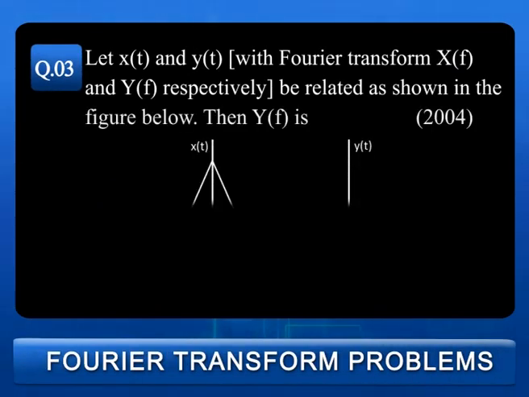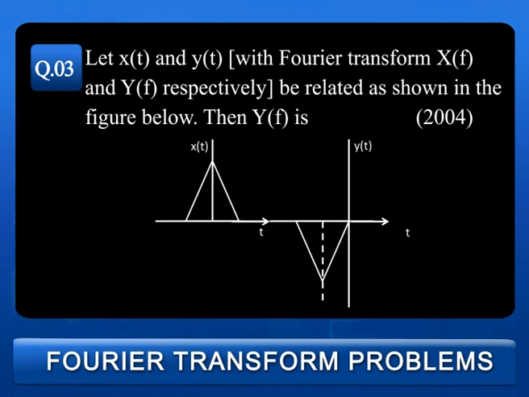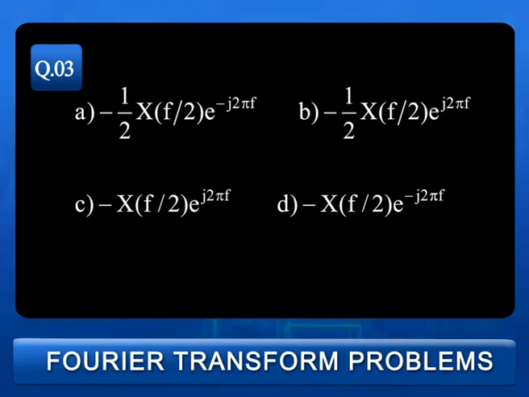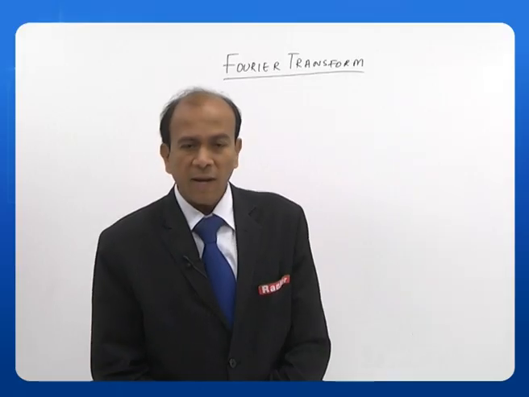Let us see question number 3. Let x of t and y of t, with Fourier transforms X of f and Y of f respectively, be related as shown in the figure below. Then Y of f is, this question was asked in the year 2004. We have 4 choices: A, minus half X of f by 2 e to the power of minus j2 pi f; B, minus half X of f by 2 e to the power of j2 pi f; C, minus X of f by 2 e to the power of j2 pi f; and D, minus X of f by 2 e to the power of minus j2 pi f. The answer is B.